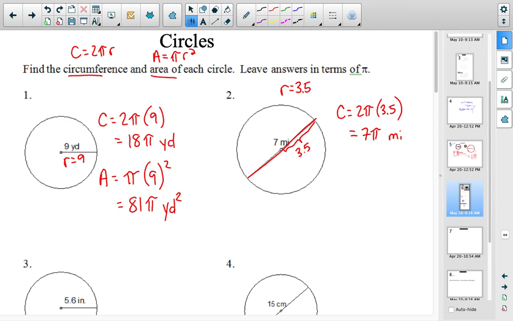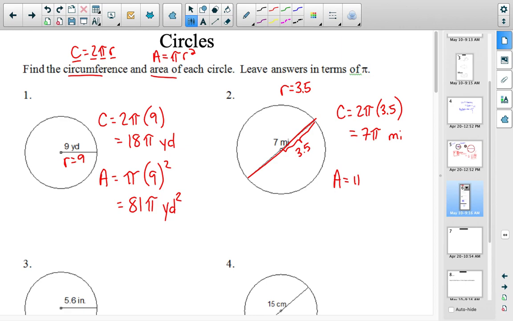Notice, since circumference, back up here on the top left, is 2 times pi times r, and 2 times r is the diameter, if you ever have the diameter, you can just say diameter times pi. That's the circumference as well. I could have just taken diameter times pi, 7 pi.